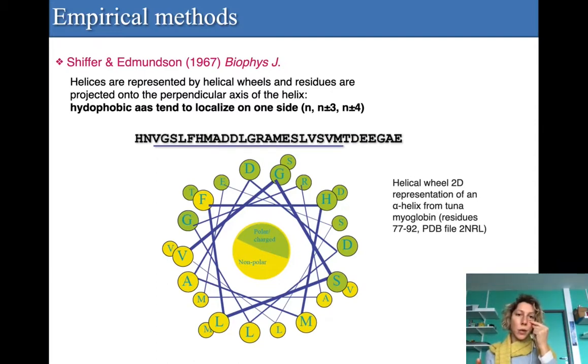You have the yellow ones, which are non-polar, so essentially hydrophobic, and the green ones, which are polar or charged. What you can see is that you have a nice division between those that are hydrophobic and those that are polar. They're really on separate sides of the helix. So there is one side which is contacting water, and one side that is protected or shielded from the water, okay? So there is this tendency to localize on one side.